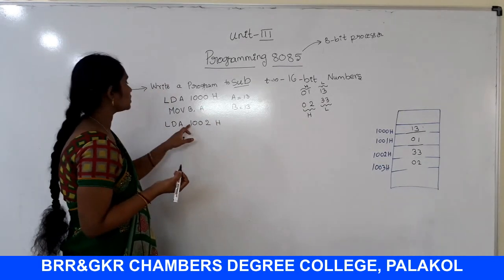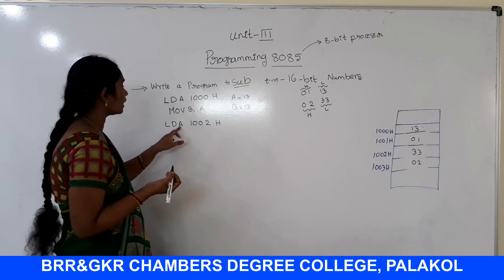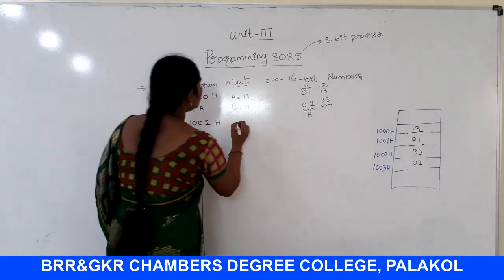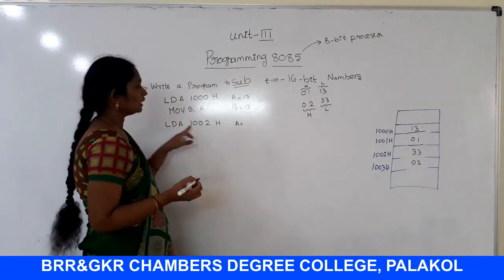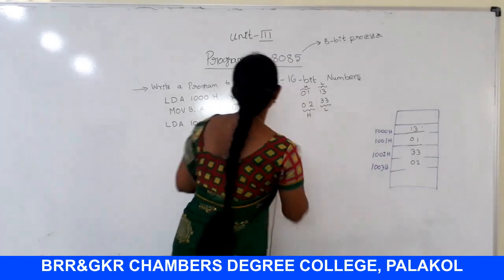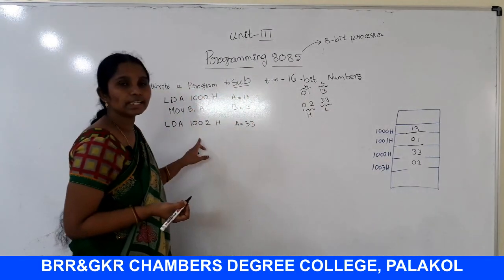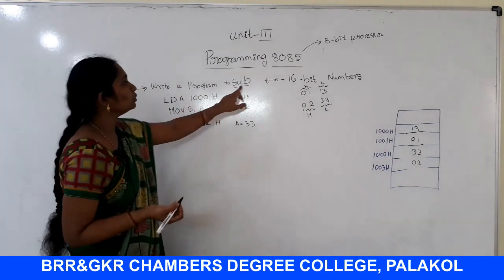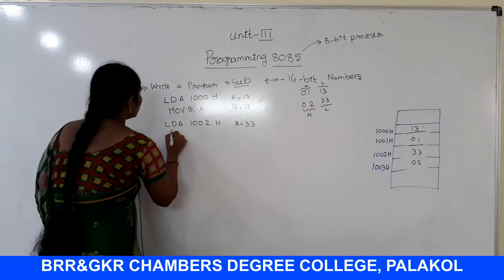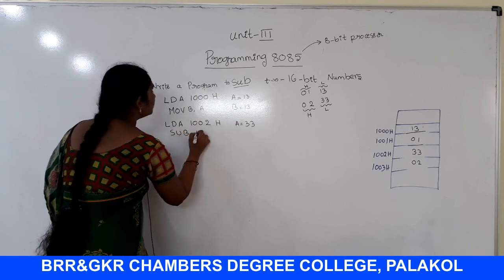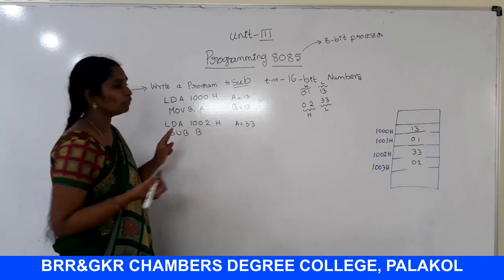What is the meaning of this instruction? In this address location, whatever contents are there are moved to A, and the content is 33. Okay, so the loading of these two registers is completed. Then we will do the subtraction operation, that is SUB B. What is the meaning of this instruction?